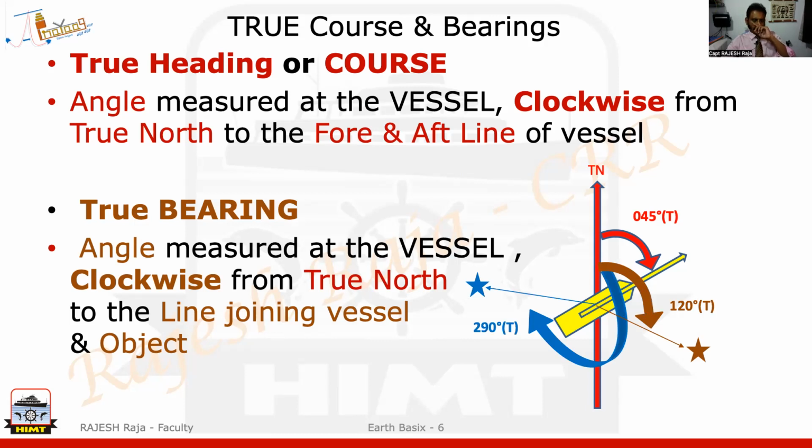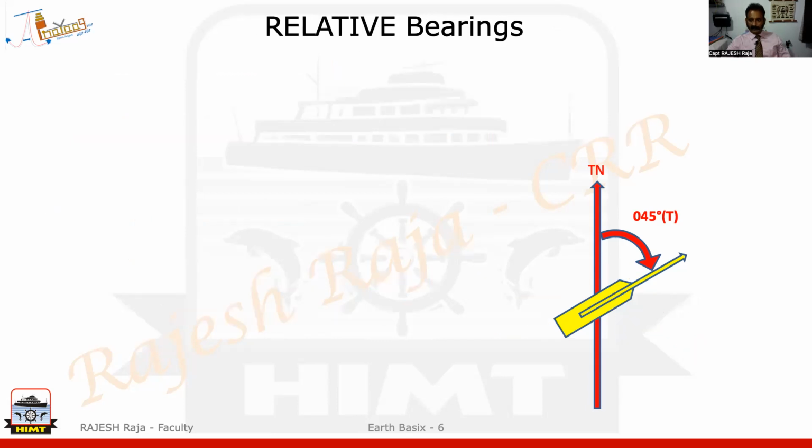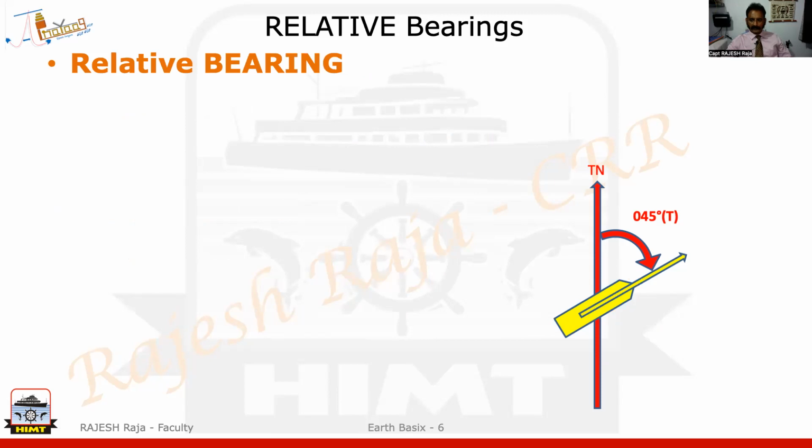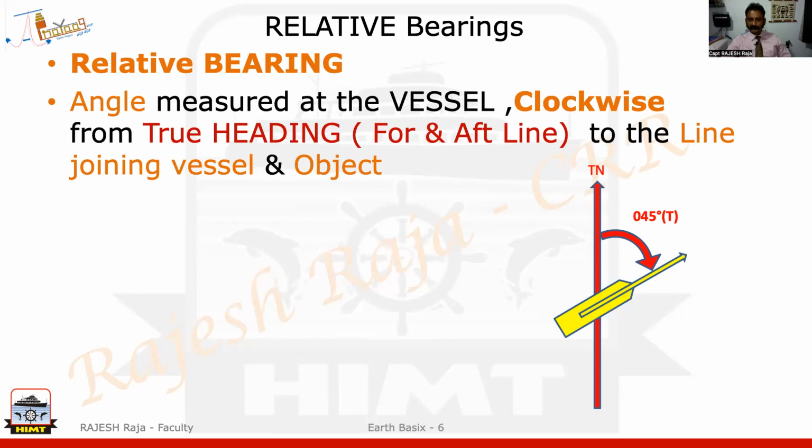Now I'm going to give you one last definition for today, and that is called relative bearing. For the same example, what we have done in these two lighthouses, I'm going to use it in relative bearing. Relative bearing is, again, an angle measured at the vessel only, again clockwise, but this time we don't start from 000. We start from the vessel's heading, which is already 045. And from there, I go clockwise till the line joining the vessel. So the previous example can be written as 075 relative. This is how it is written.